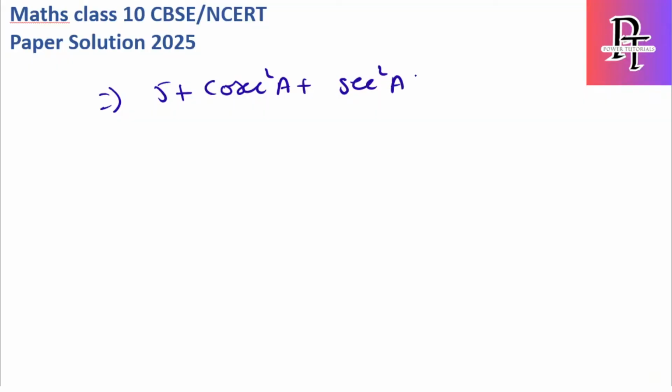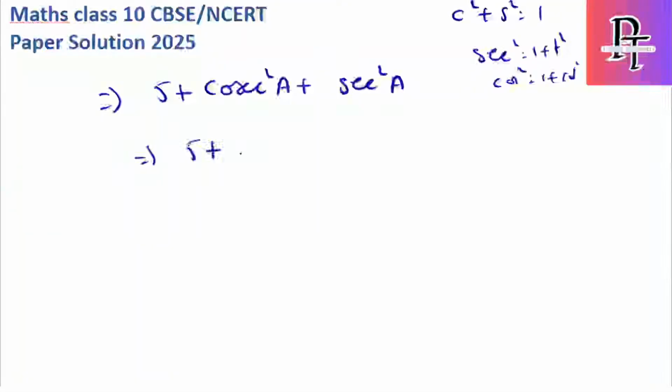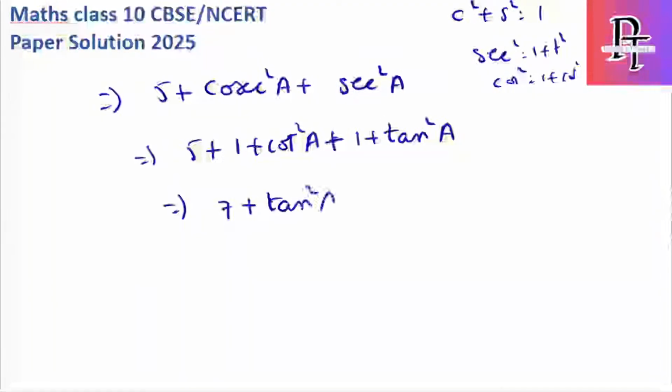So as per trigonometric identity, we have first one is cos square A plus sin square A is equal to 1, second one secant square A is equal to 1 plus tan square A, and cosecant square A is equal to 1 plus cot square A. So I'll simply replace cosecant square A as 1 plus cot square A and secant square A as 1 plus tan square A. So I will get 5 plus 1 plus 1, which is 7 plus tan square A plus cot square A. So the answer is 7.